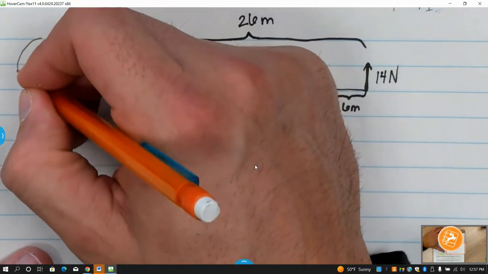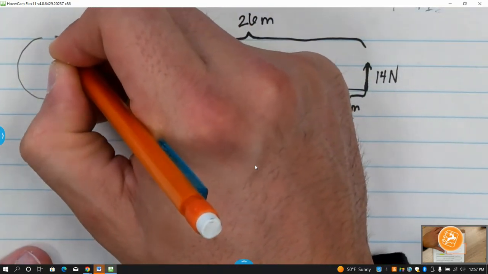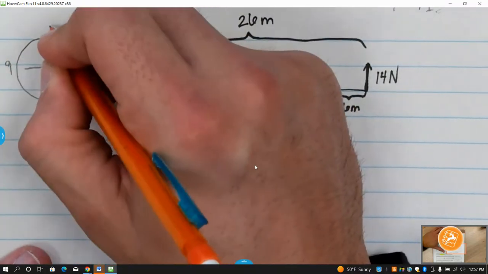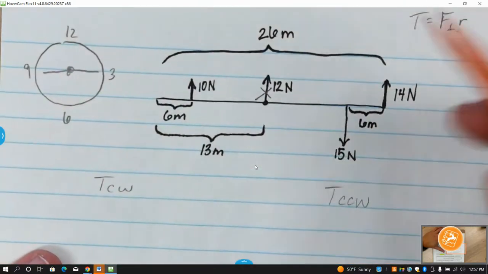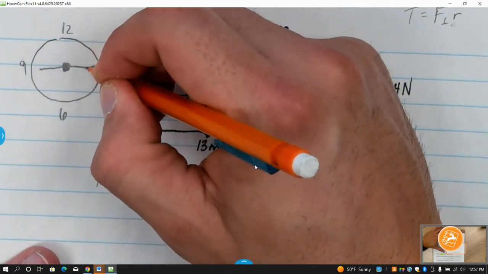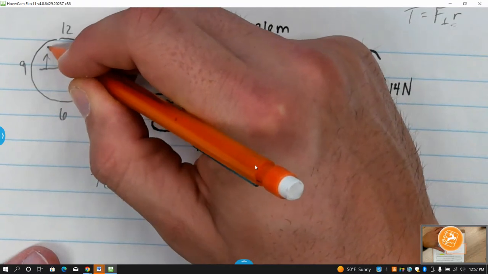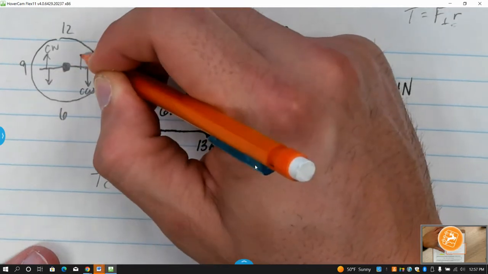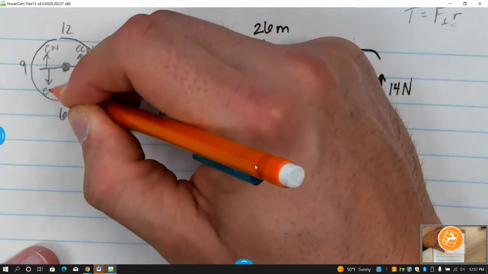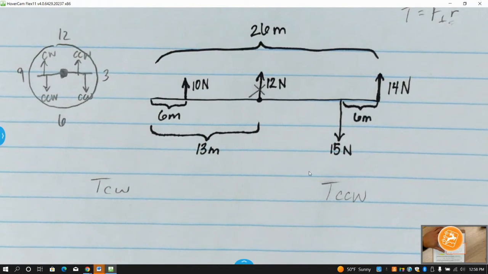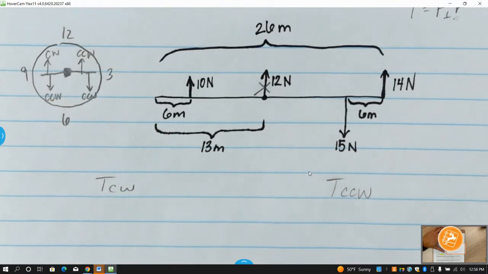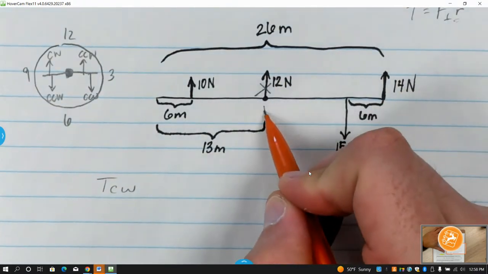Now, on the board, you have this. You have your 3, your 9 o'clock, 12 o'clock, 6 o'clock. Down on this side and up on this side are both clockwise. Down over here and up on this half is counterclockwise. So first thing you guys are going to want to do is identify who is counterclockwise and who is clockwise.